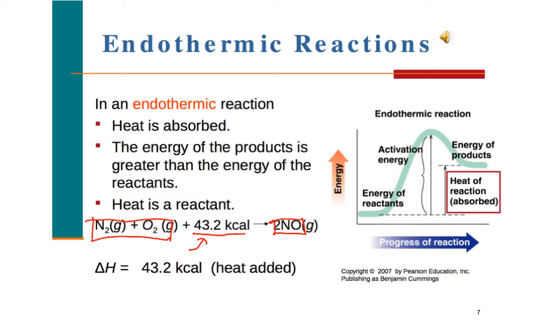Visually, I think the graphs help you with an endothermic reaction quite a bit. If we look, the energy of our reactants is going to be lower than the energy of our products. Why? Because we had to add energy to it. So we'd have our nitrogen here, our oxygen here, and we'd have our nitrogen monoxide up here. Our reactants have less energy than our products.